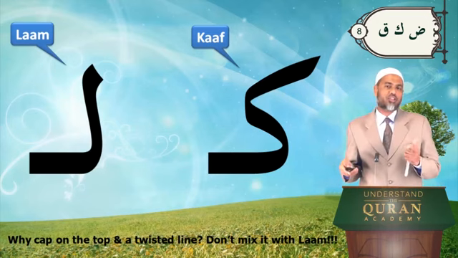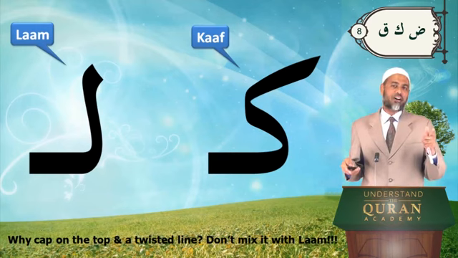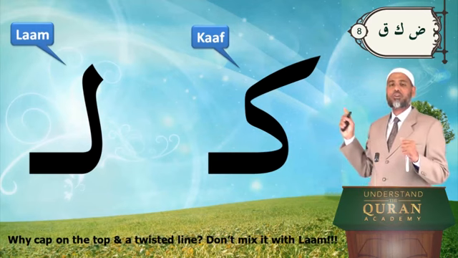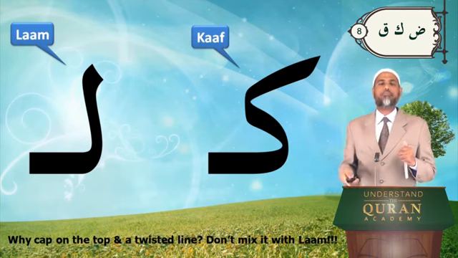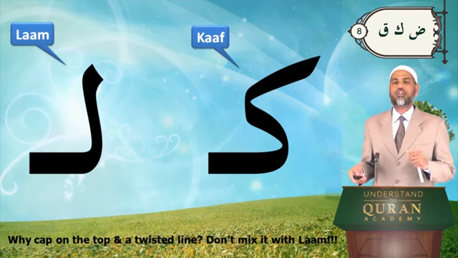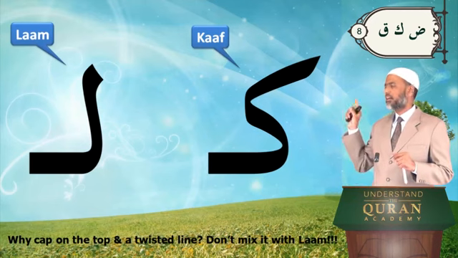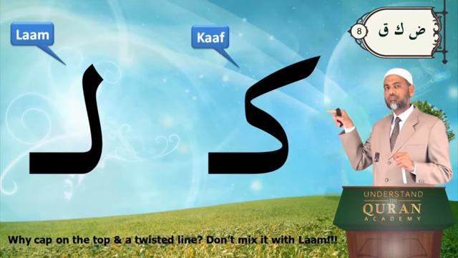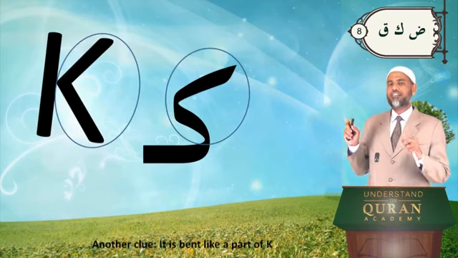Why is that? So that you don't mix it with the short form of lam. So this is kaf and that is lam. This is one point to distinguish between the two. And you can also associate that twist with the twist in the K letter. Both of them are kind of similar.